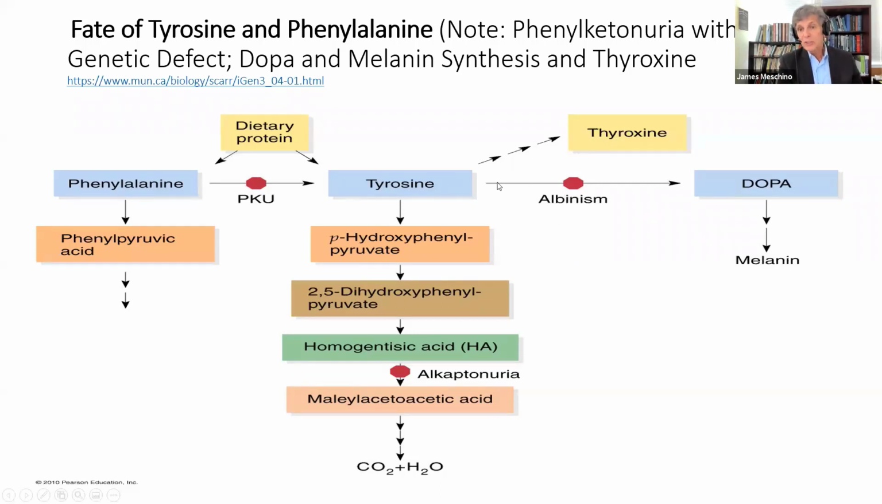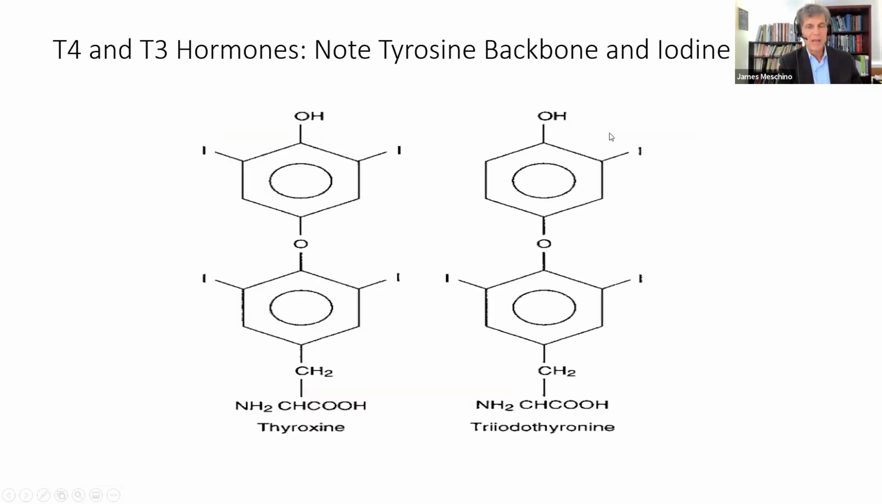And tyrosine also becomes dopa. From dopa, you make dopamine, norepinephrine, and epinephrine, these neurotransmitters. So tyrosine is a very pivotal amino acid for a lot of reasons, but one of its functions is that it makes T4 and T3 thyroid hormone.